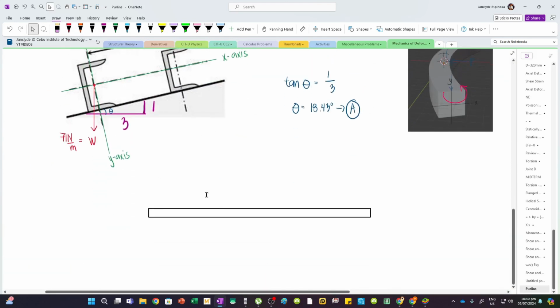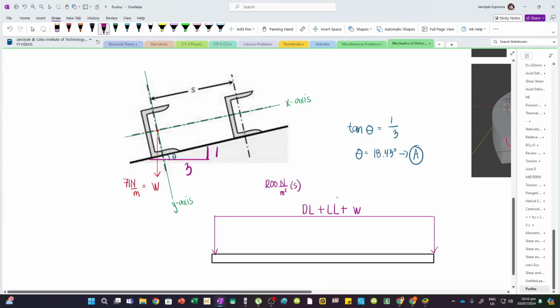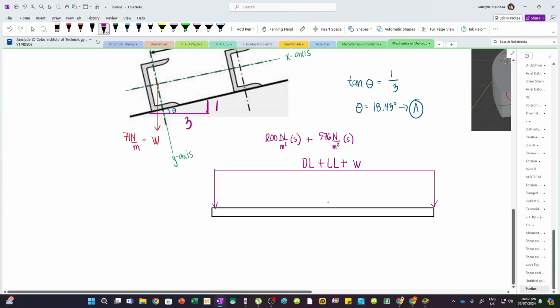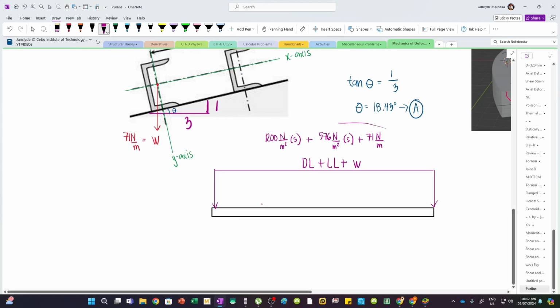So we have here the side view of the beam, and then we have a uniform load, which is the dead load plus the live load plus the self-weight of the beam. It's a combination, and these loads are all acting downward. Now, what is DL plus LL plus W? Let's go back here. We have DL as 1,200 Newton per m squared multiplied by S, and LL as 576 Newton per m squared multiplied by S. And then W is automatically 71 Newton per meter. So everything is in Newton per meter. And again, this is 6 meters.